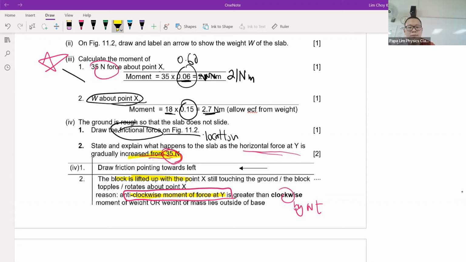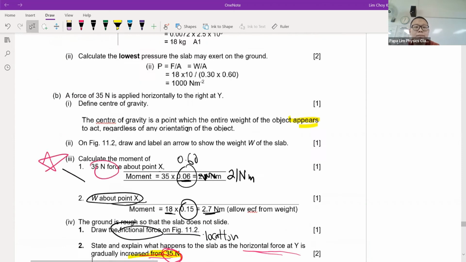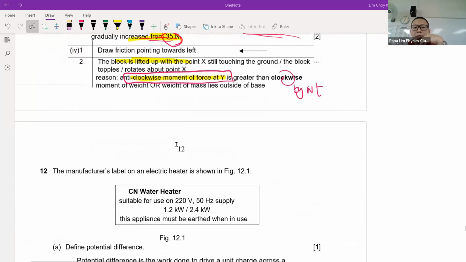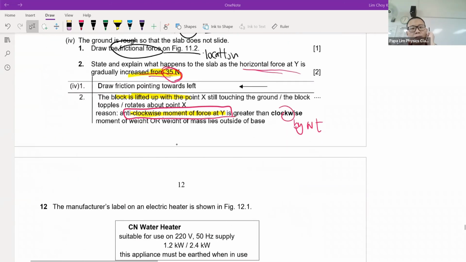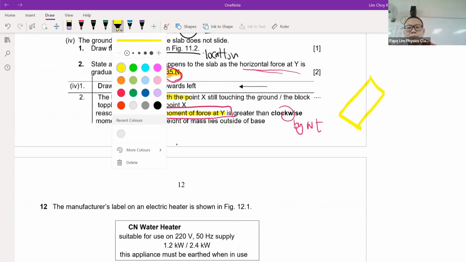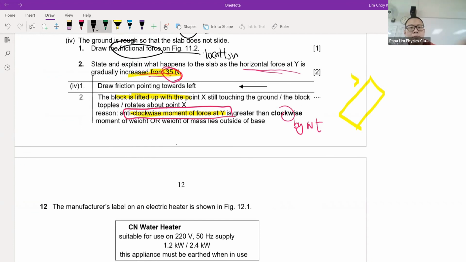So take note of the answer here. Take note of the rotation. In this case, the 35 Newton increases, so the box eventually will be tilted this way. This is the 35 Newton. The box eventually will be tilted at X, so the box will actually rotate clockwise. So take note of this.